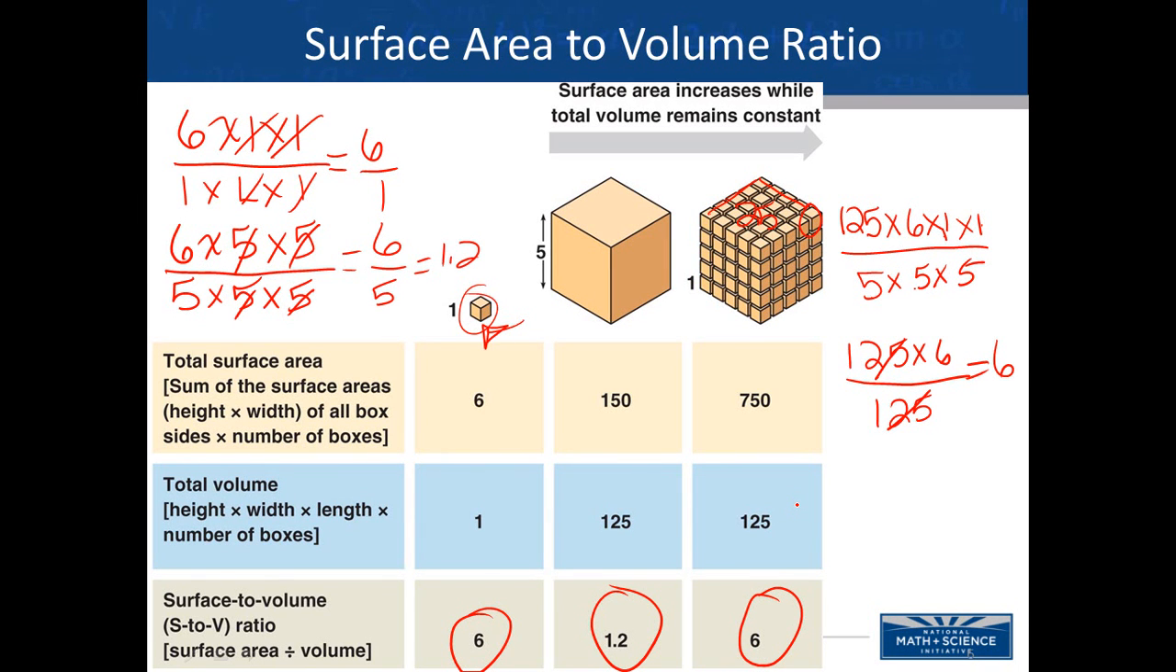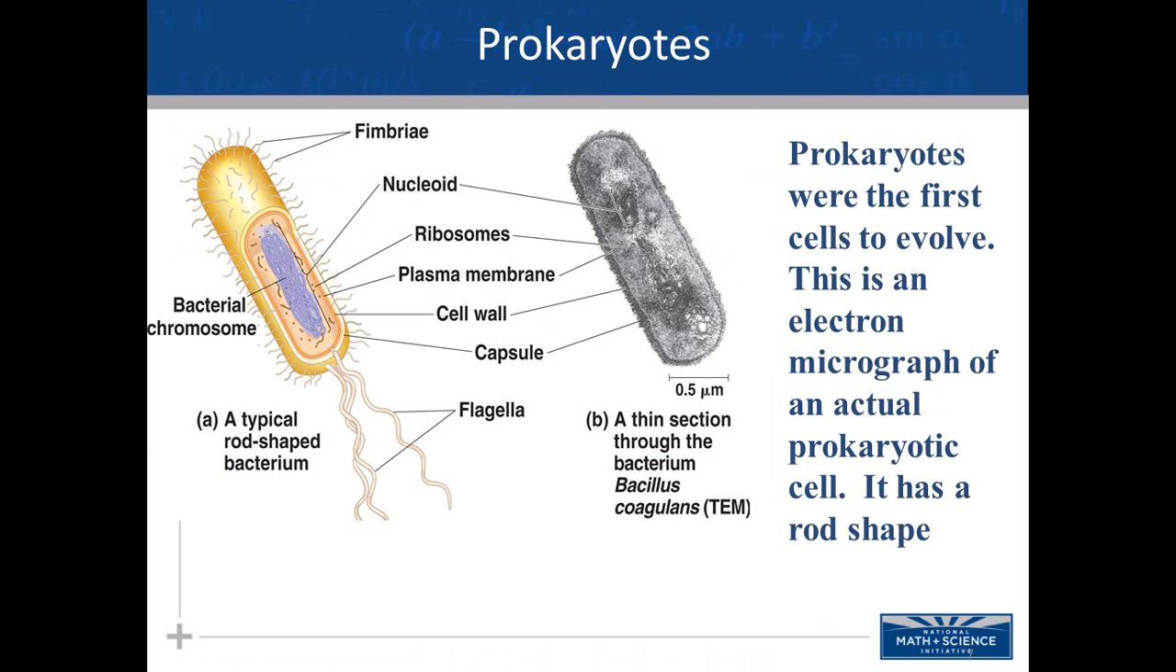So if you take something that has a larger volume and you divide it into smaller compartments, if you will, you're going to increase the surface area. So now you understand why you are made out of trillions of cells instead of just being one nice big cell. So the first cells we want to look at are those prokaryotic cells.